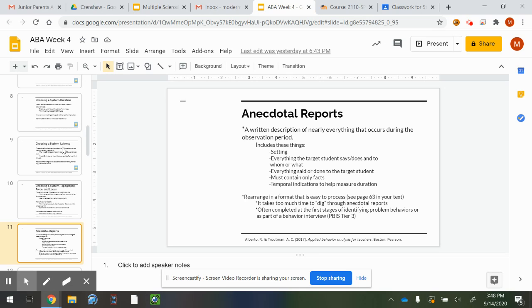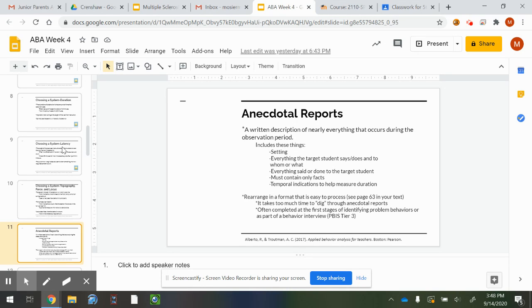Page 63, at the very top, figure 4.1, an excerpt from an anecdotal report. You can read through that there. You can see how they've established some times. They've even put in how long things have taken, so there are some duration notes in there as well. And then down below, about the third paragraph down, they're talking about the content of the anecdotal report and the following questions that help with analysis.